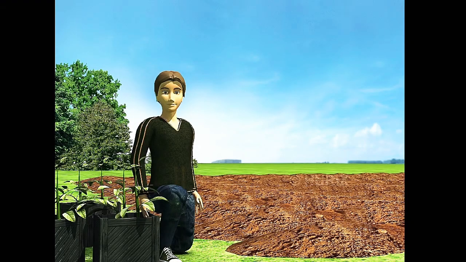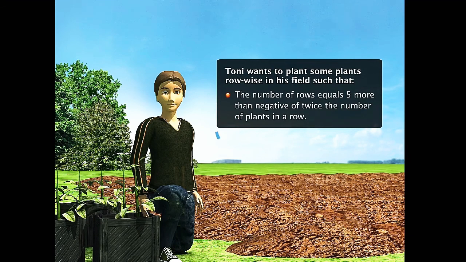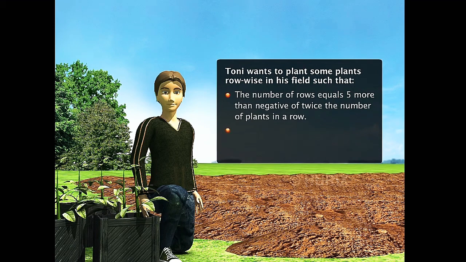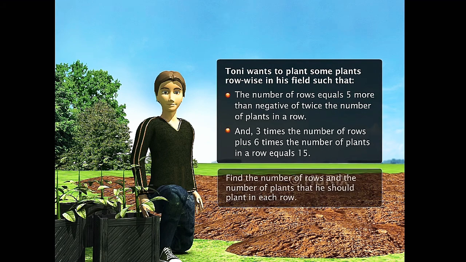Let's now see this situation. Tony wants to plant some plants row-wise in his field such that the number of rows equals 5 more than negative of twice the number of plants in a row, and 3 times the number of rows plus 6 times the number of plants in a row equals 15. Find the number of rows and the number of plants that he should plant in each row.